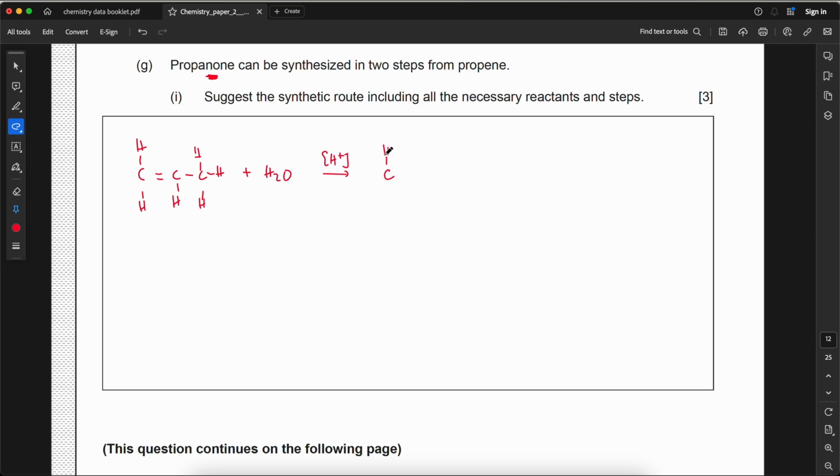So CH3 CH(OH) CH3. Be careful. So we need secondary alcohol, so we shouldn't add OH right here. And now we need to oxidize secondary alcohol using KMnO4 or K2Cr2O7 potassium dichromate, but should be in acidic condition, and you will produce propanone.